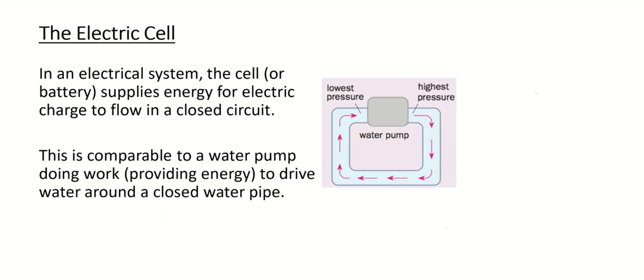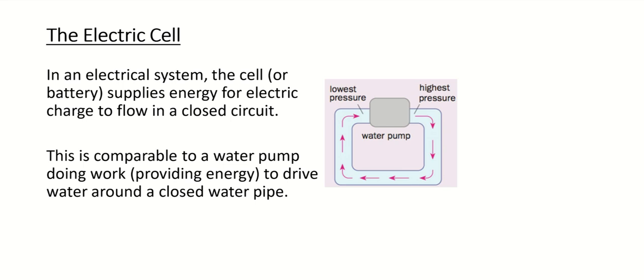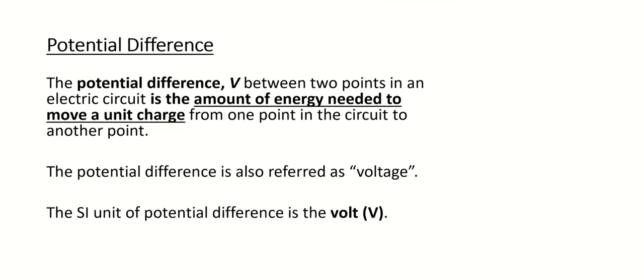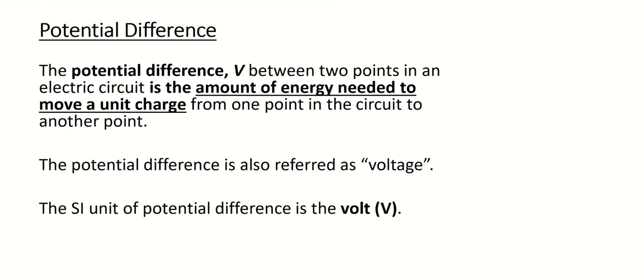Then we move on to the next component, which is the electric cell. In an electrical system, the cell supplies energy for electric charge to flow in a closed circuit. That means this electric cell is driving the charges to move around the whole circuit. You can think of it like a water pump that is providing energy to drive water around a closed water pipe.